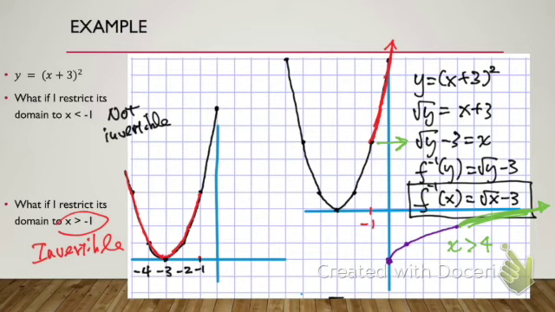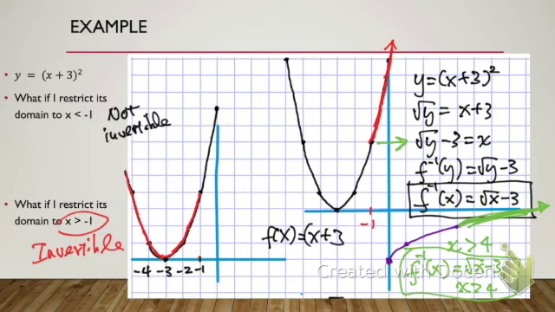All right, so let me rewrite the complete answer in green. The inverse function is root x minus 3 with x greater than 4. This would be the inverse function corresponding to the original function f of x equal to (x plus 3) squared, where x is greater than negative 1. This would be the forward function in black and the inverse function in green.